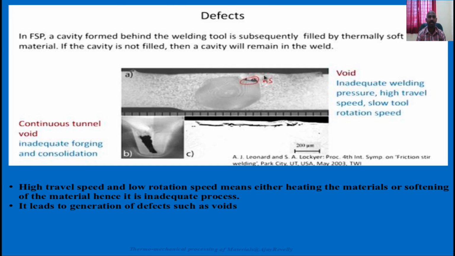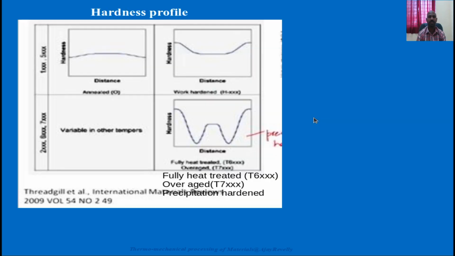So near the heat affected zone, after the forging process, you can see a continuous tunnel; this void is tunneled, the volume defect void is propagating continuously. This is also one defect, and it is because of inadequate forging. So improper forging is done, after that friction stir processing is done. That is one of the reasons for initiation of these particular defects, crystal defects.